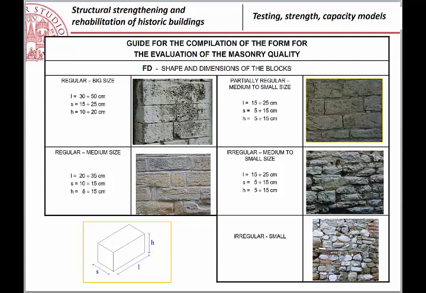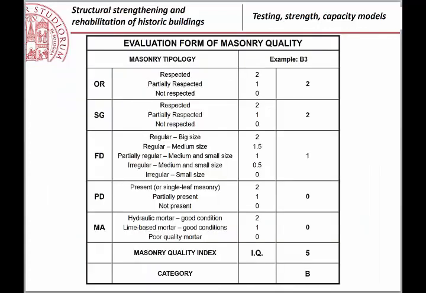So in this case, shape and dimension are defined by two adjectives. One is if they are regular or not. The other one is the size. For example, you see these are regular and big size. These are regular and medium size because you have blocks smaller. Going into the last one, irregular and small, which is of course the worst case.